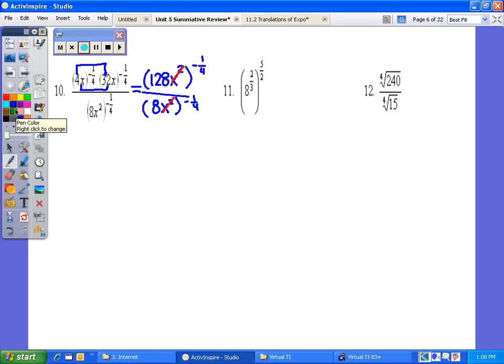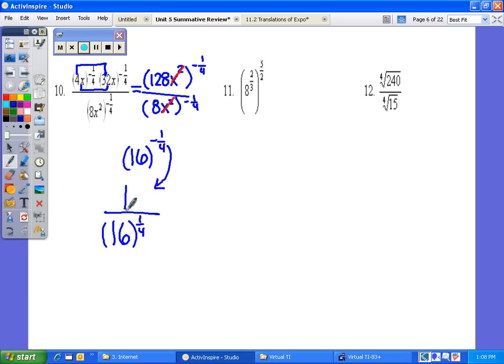So you're going to be left with 16 to the negative 1/4 because you divide these two. Remember, we can't have negatives, so that drops to the bottom. And you put a 1 on top. 16 to the 1/4 is the same thing as the 4th root of 16, which means the answer to this question is 1/2.